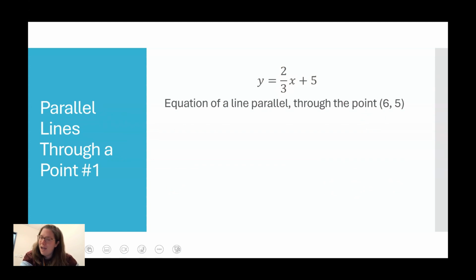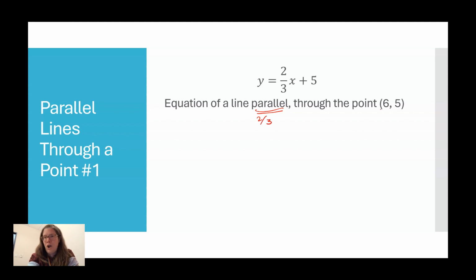So one thing you'll be asked to do is find the equation of a line that's parallel or perpendicular and goes through a specific point. So let's look at how to do these. Since it is parallel, we already know the slope. It's going to be 2/3, the exact same one.